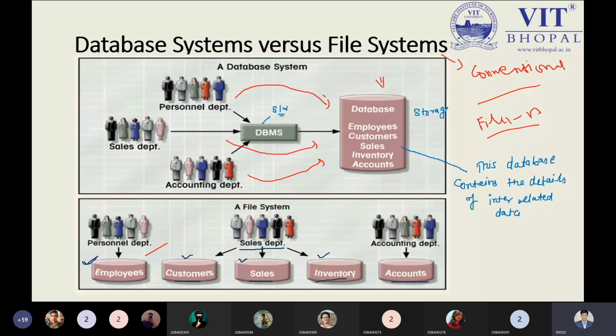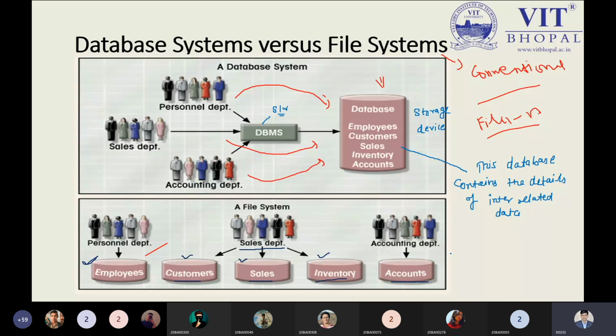This is our storage device where all the data will be stored. Now, in the case of the file system, we are keeping the data of the employee, secretary and the customers, and the selling, they are keeping inventory. So in the sales department, we are keeping the file which is holding the data of the customer, selling and inventory. But the accounting department is a different file.